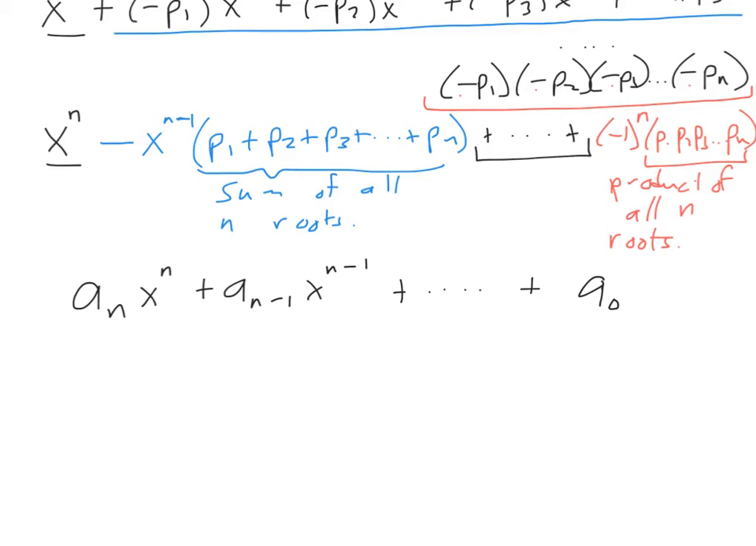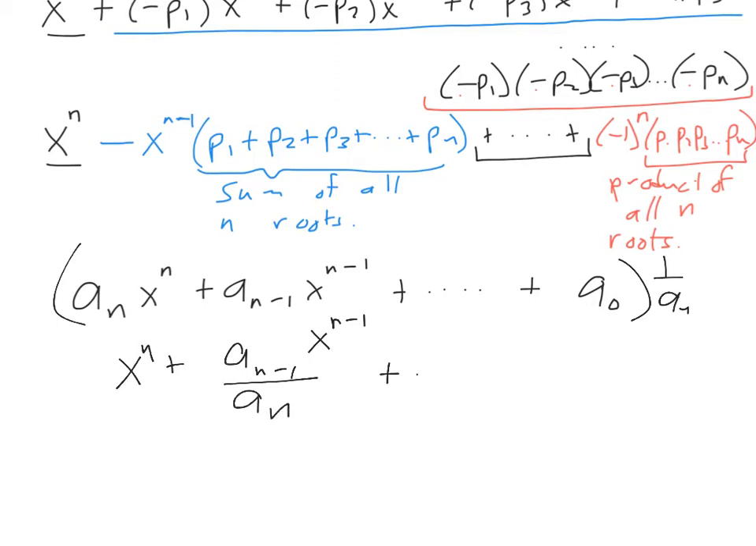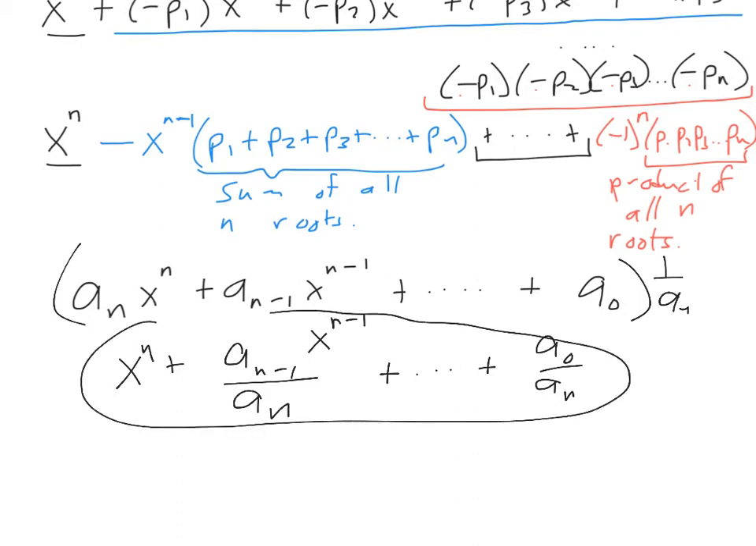So the first thing I want to do is, there's nothing in front of this x^n, so I need to move this one. If I go through and multiply this whole thing by 1 over a_n, then my polynomial becomes x^n plus a_(n-1) x^(n-1) over a_n plus dot, dot, dot, plus a_0 over a_n. So now I've got this looking much more similar. This general polynomial is looking like the one that we had here.